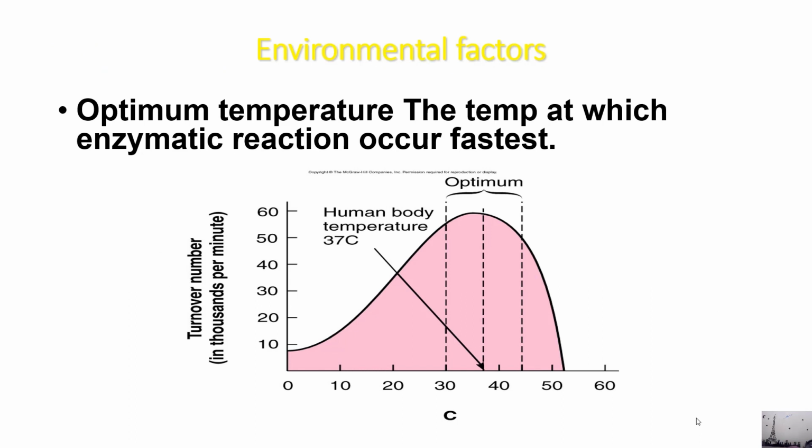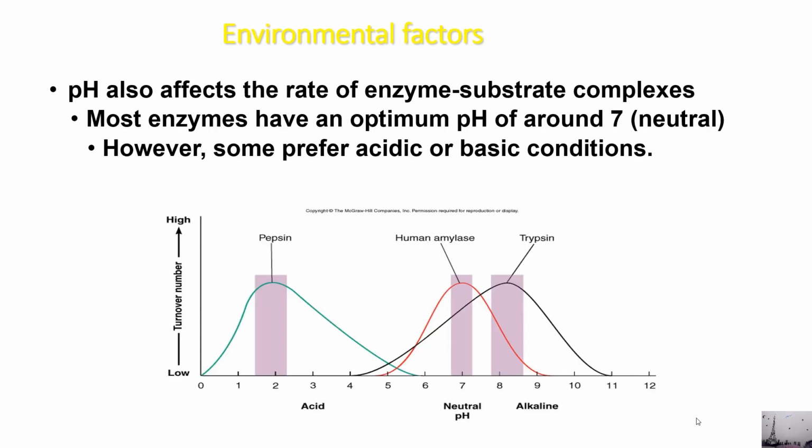Then optimum temperature: the temperature at which the enzymatic reaction occurs the fastest. That is the optimum temperature. Different enzymes will have different optimum pH and different optimum temperature ranges. As I said, pH also affects the rate of enzyme-substrate complex formation. Most enzymes will have an optimum pH of around 7, but some enzymes may prefer to function in acidic or basic conditions, like pepsin. It works in acidic conditions.